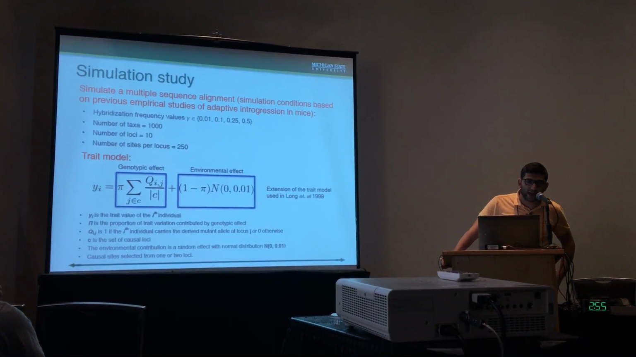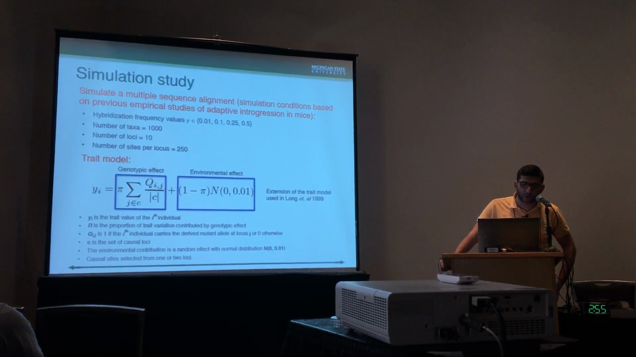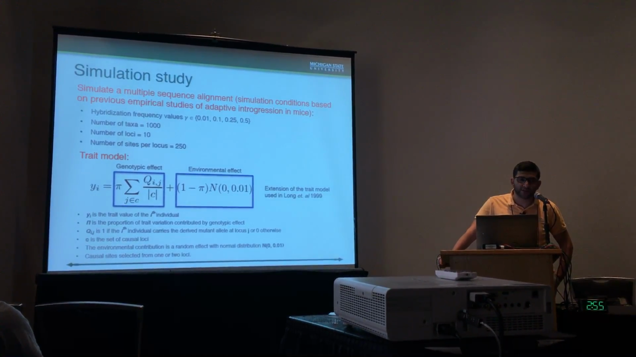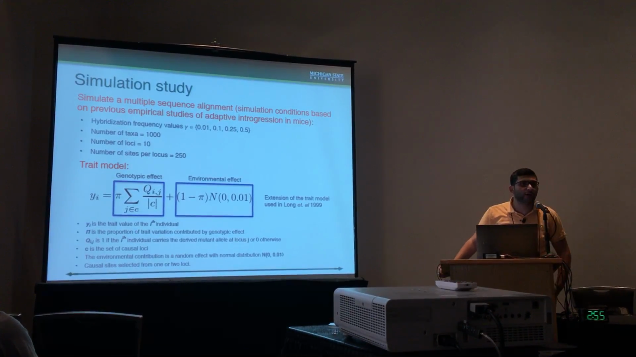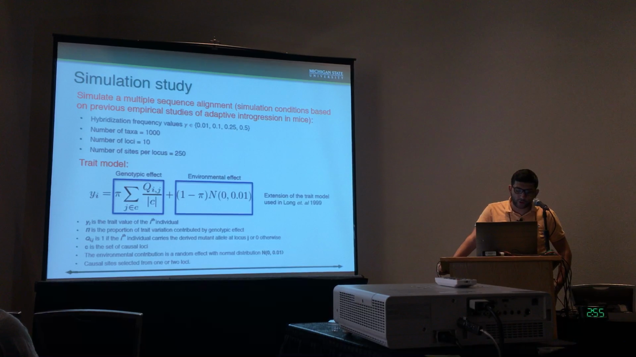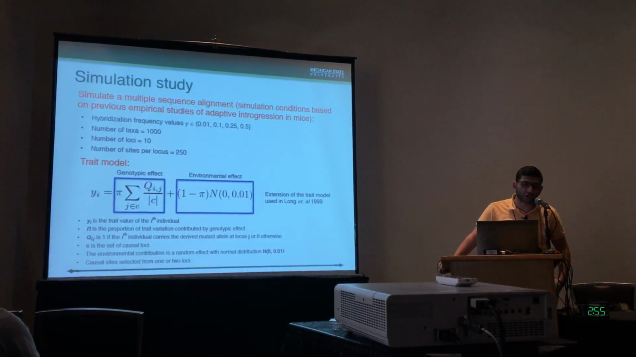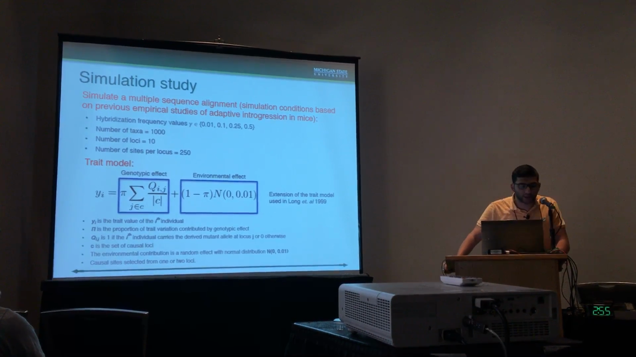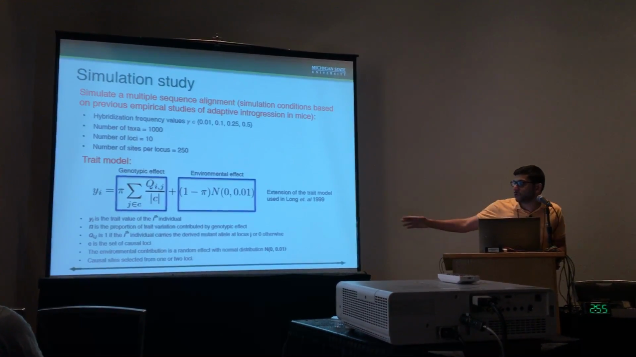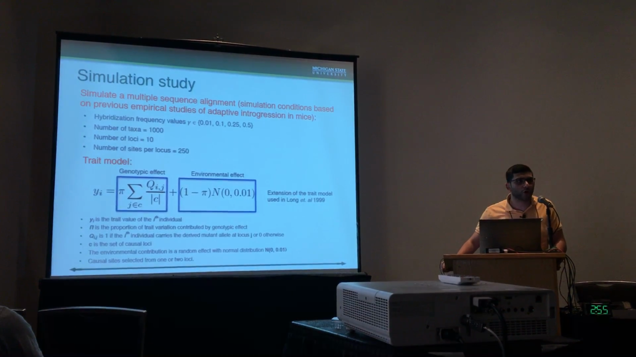Basically, this trait model has two components, a genotypic component as well as an environmental component. The genotypic component is weighted by pi, which is simply the proportion of trait variation contributed by the genotypic effect. We used two different trait model conditions. They basically selected causal sites from one locus or two loci.